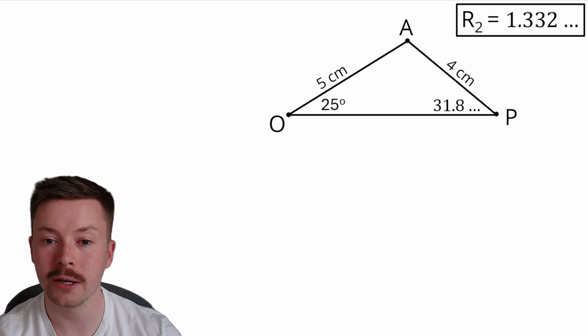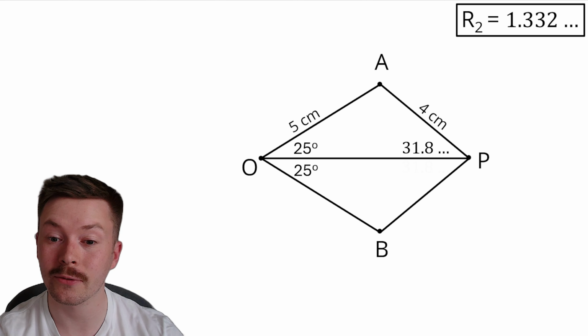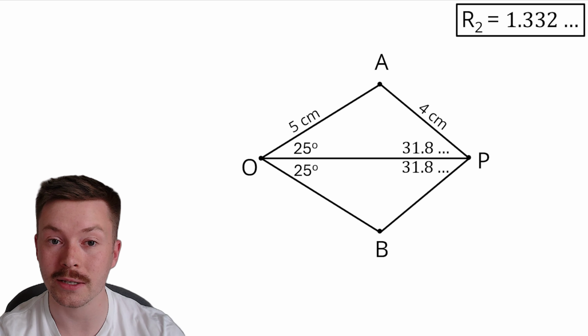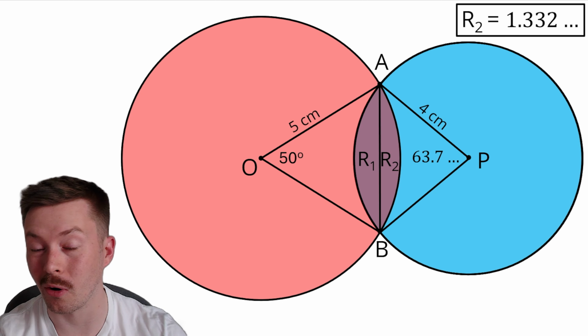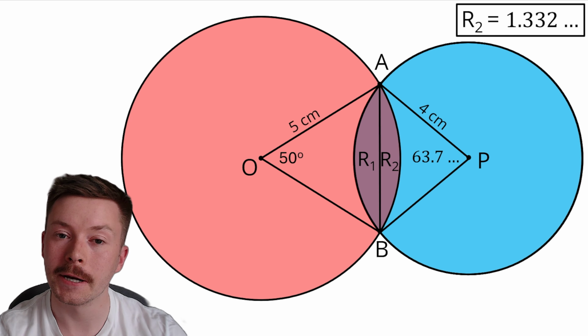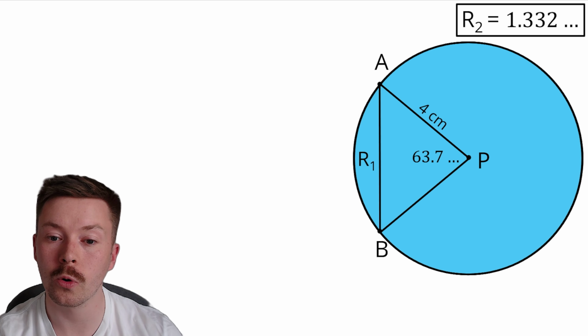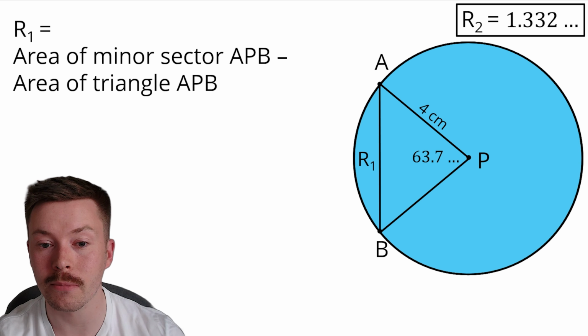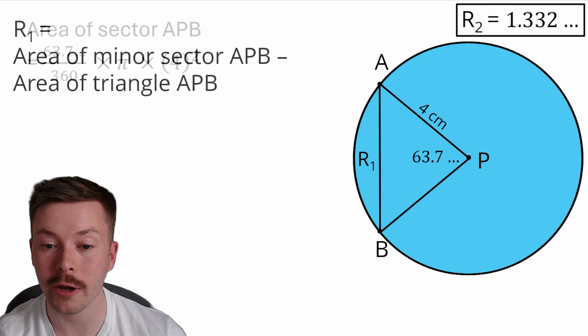So if we put that in, we then go back to the original quadrilateral. We are going to have to double the 31.888, giving us 63.7. We are then at the point very similar to earlier, well, identical, just different numbers, so we can follow the same procedure. We are going to work out the area of the minor sector APB, and take away the area of the triangle.